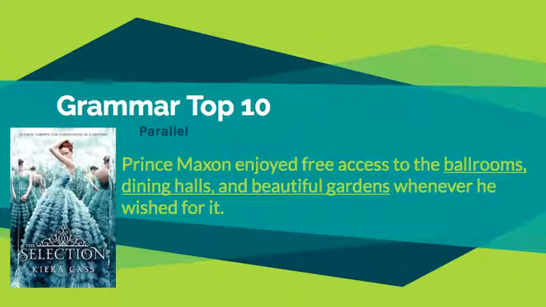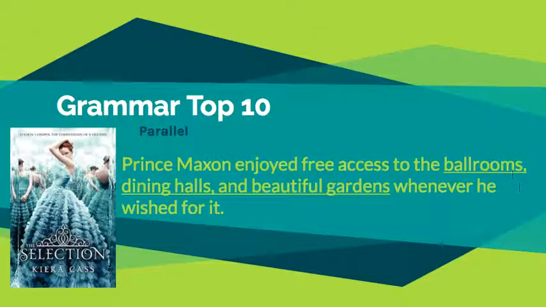This is a parallel sentence. Prince Maxon enjoyed free access to the ballrooms, dining halls, and beautiful gardens whenever he wished for it. A parallel sentence is a sentence that can be used to list certain things. In this sentence, I talk about multiple things that Prince Maxon has access to. The second to last thing that is listed is connected with a fanboys. I used and because it makes sense in the sentence.